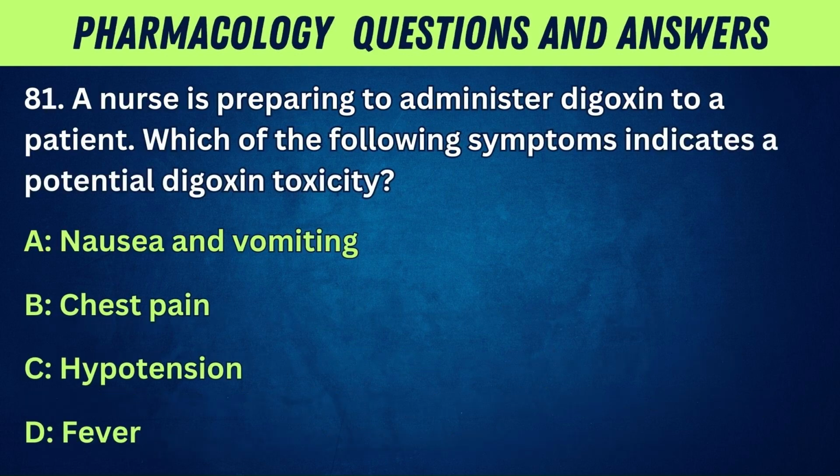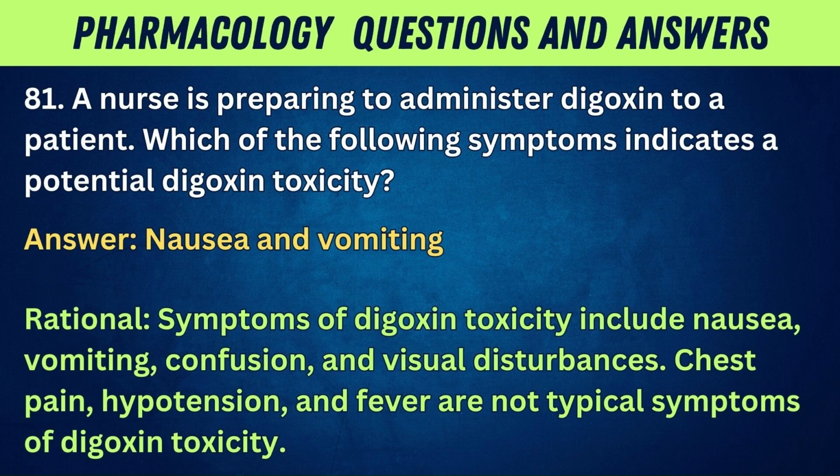81. A nurse is preparing to administer digoxin to a patient. Which of the following symptoms indicates a potential digoxin toxicity? A. Nausea and vomiting. B. Chest pain. C. Hypotension. D. Fever. Answer: nausea and vomiting. Rationale: Symptoms of digoxin toxicity include nausea, vomiting, confusion, and visual disturbances. Chest pain, hypotension, and fever are not typical symptoms of digoxin toxicity.